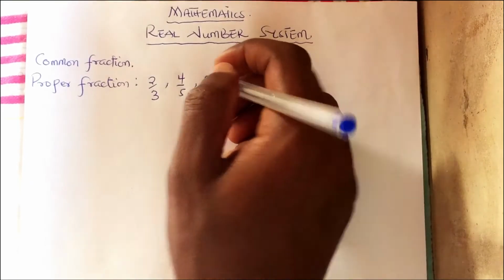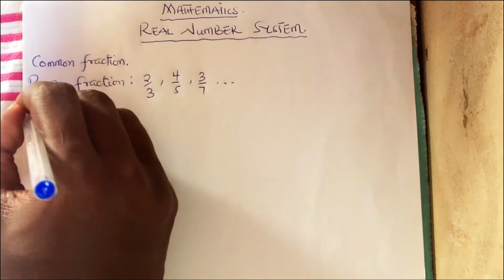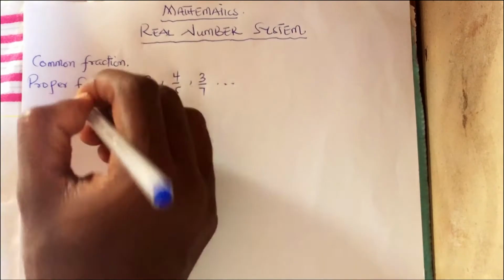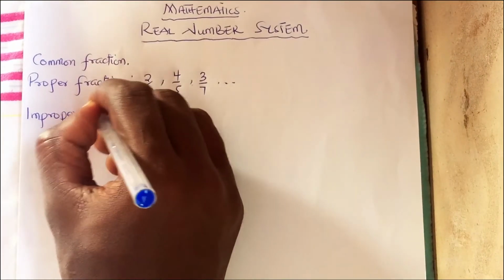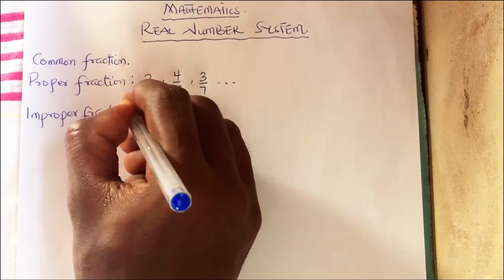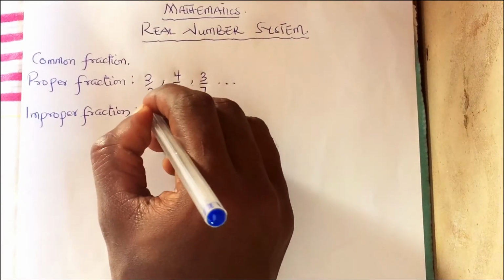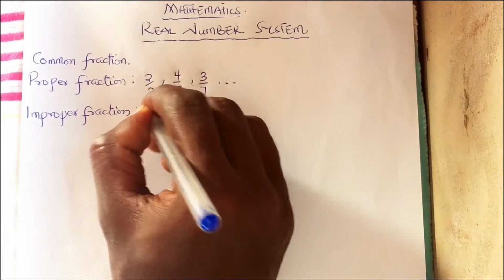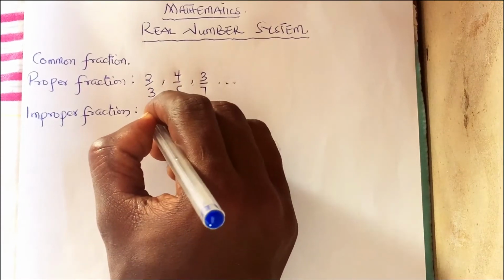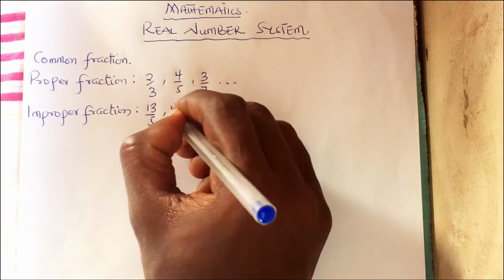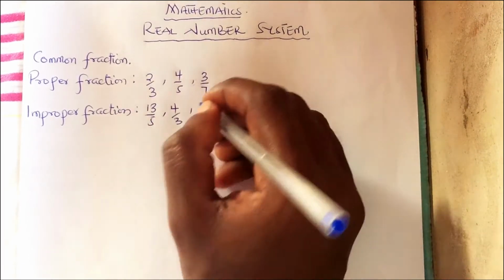Improper fractions. An improper fraction is the opposite of a proper fraction. Therefore, the numerator is bigger than the denominator. So we have examples such as 13 on 5, 4 on 3, and also 5 on 2.